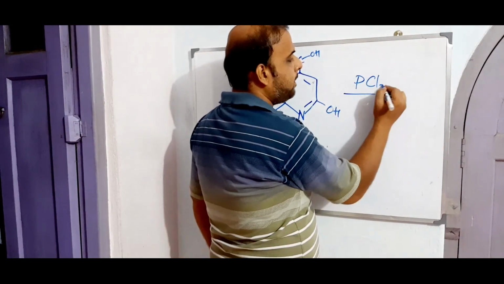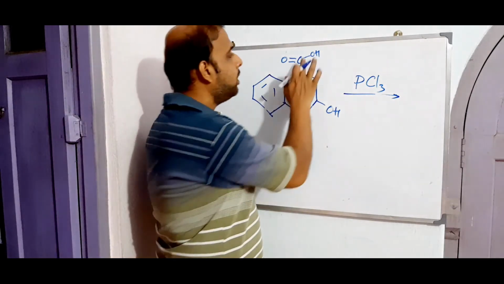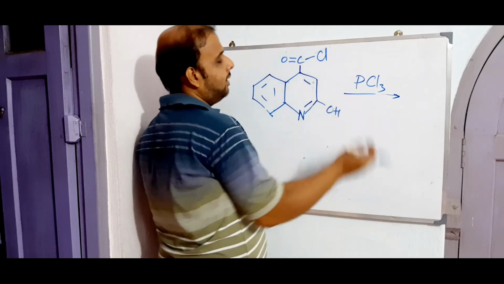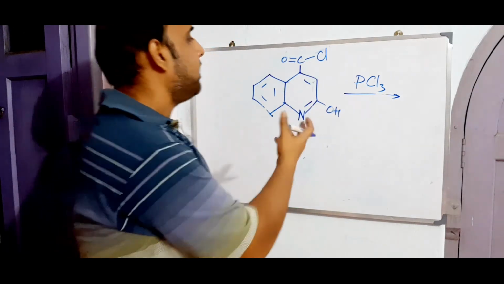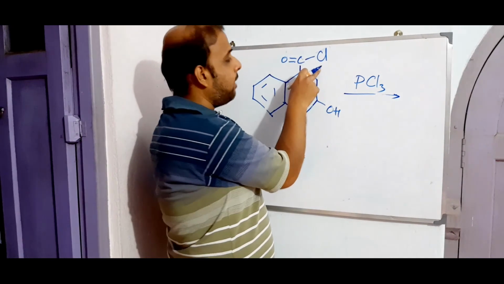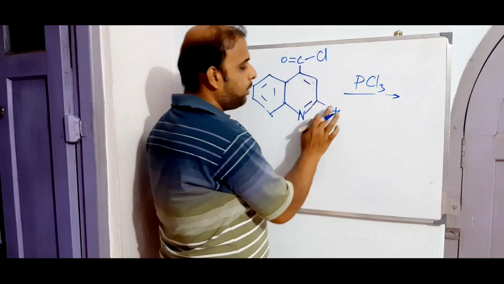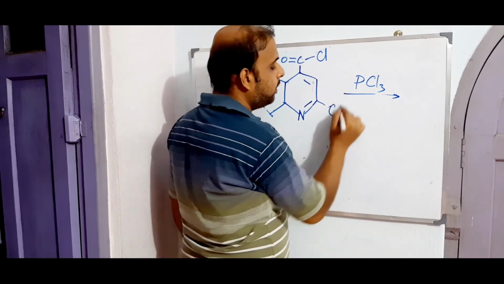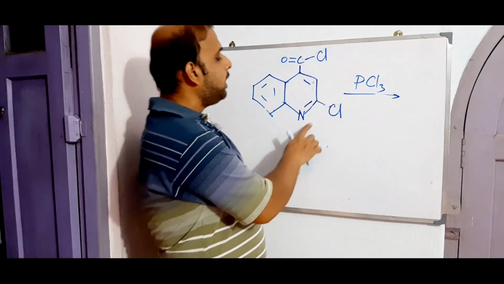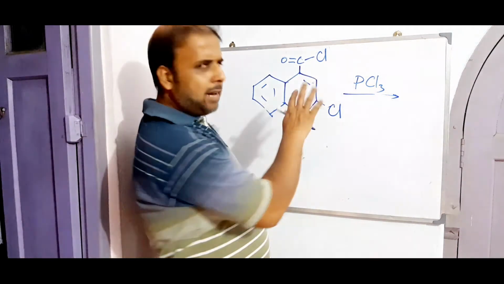Just treat this with PCl3, phosphorus trichloride. What will this phosphorus trichloride do? This will liberate chlorine, right? And one chlorine will get attached here, so the carboxylic acid has now been converted to COCl. And this has got converted to Cl, right? So we got something like this. This is called 2-chloroquinoline carbonyl chloride, a carboxylic acid derivative.